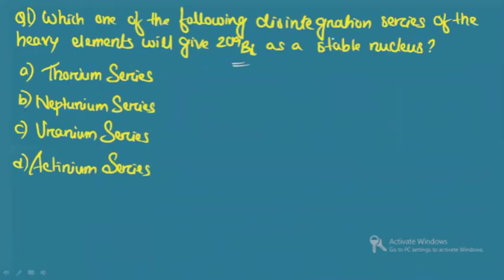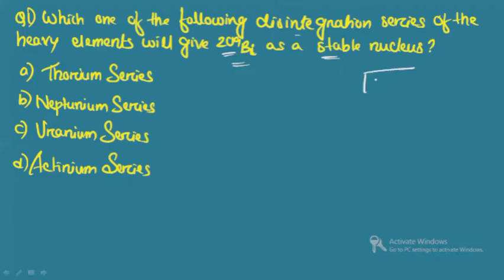The first question is: which one of the following disintegration series of the heavy elements will give rise to bismuth 209 as a stable nucleus out of these 4 series? So you need to see how much the mass numbers differ by. In the radioactive series, you have seen that all the mass numbers differ by how much? 4 units.